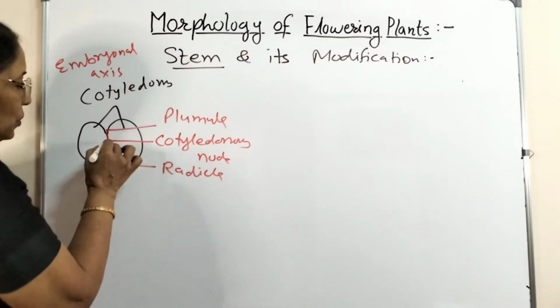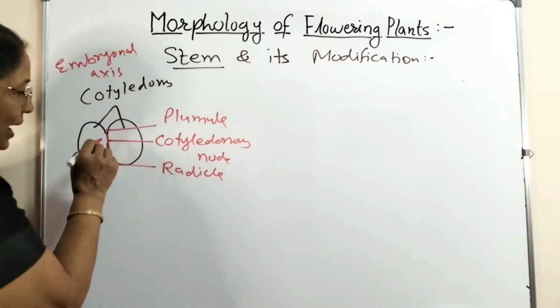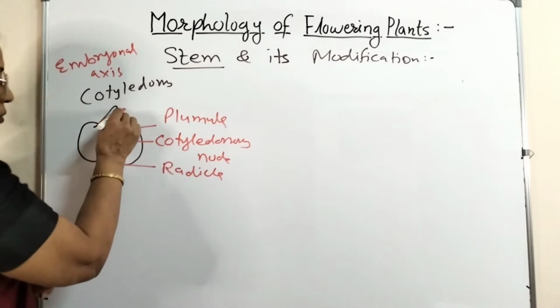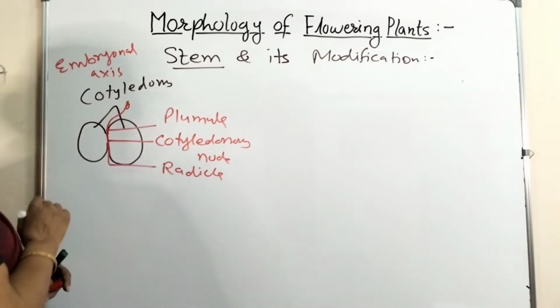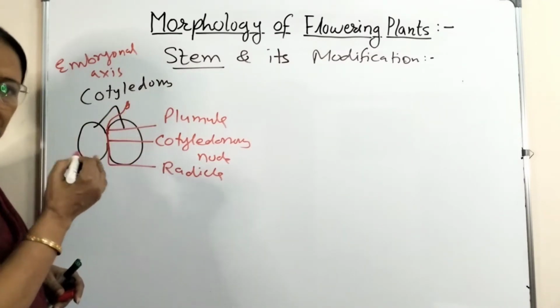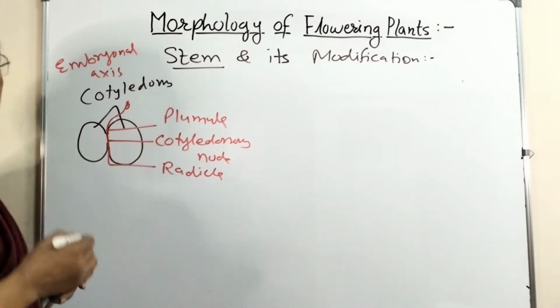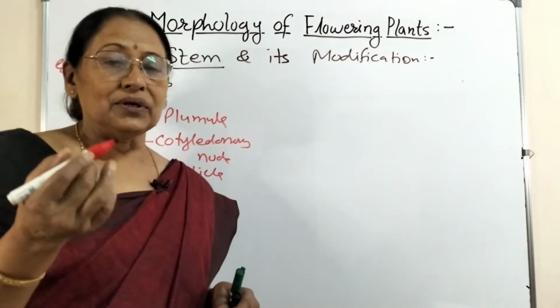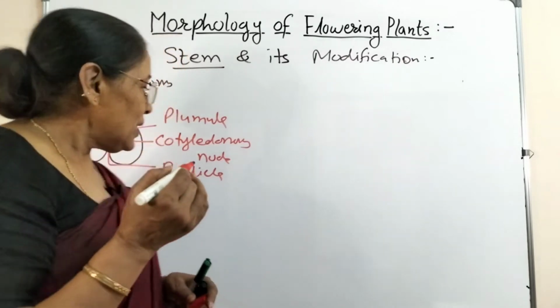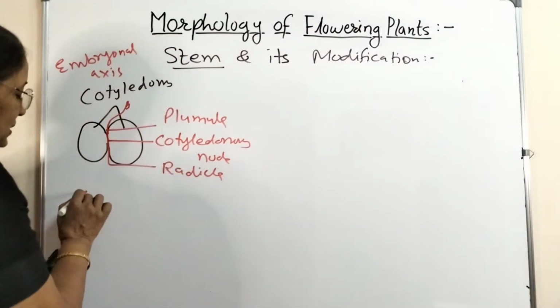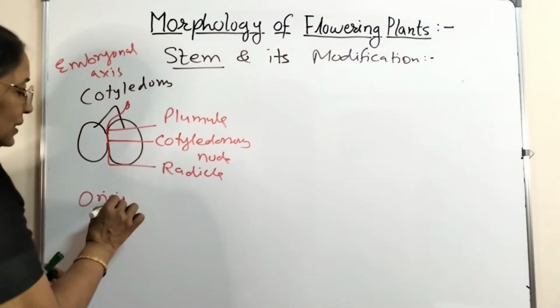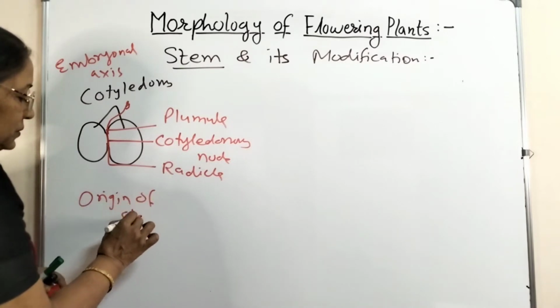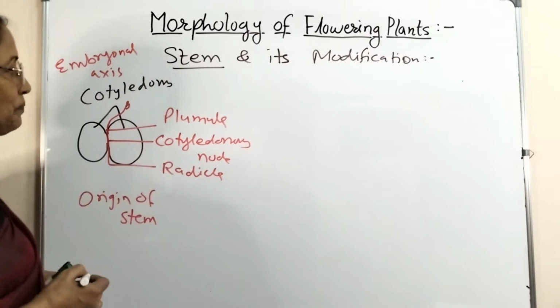Now this radicle will grow and form the root system. And this plumule grows and gives rise to the plant, the shoot system, the stem with its branches, its leaves, its flowers, its fruits, etc. So this is showing the origin of the stem, or you should say the shoot system.